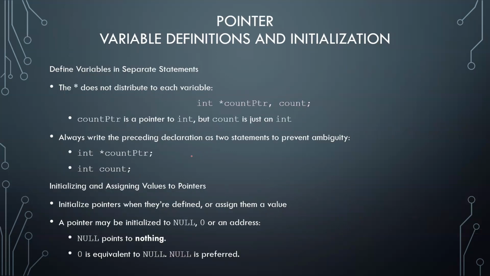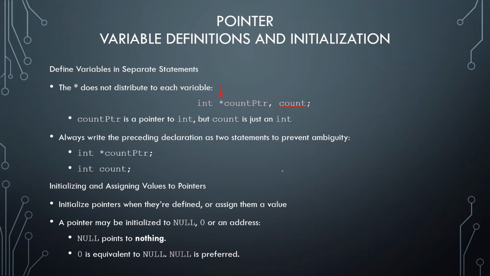When we define a pointer, we use that asterisk. Now, when we put the asterisk, it is only going to apply to the variable that it is directly beforehand. So here I've got int, and I've got a pointer, count pointer, and I've got a regular integer variable of count. This asterisk does not distribute in any way, shape, or form. It is just going to be connected to that variable name that it is directly in front of.